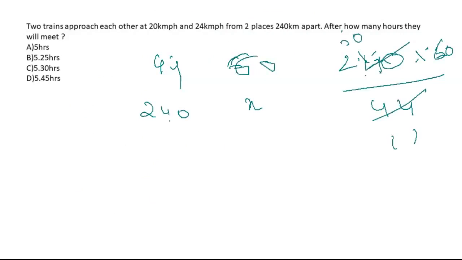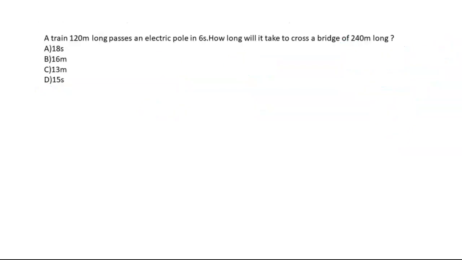So if you get approximately 5 hours and 45 minutes, that's fine. Just the calculation part is pending. Just do that, whatever it is. Not really bothered about the actual answer. But see, this is the method of doing it. Next question. A train 120 meters long passes an electric pole in 6 seconds. How long will it take to cross a bridge 240 meters long? This should be easy.